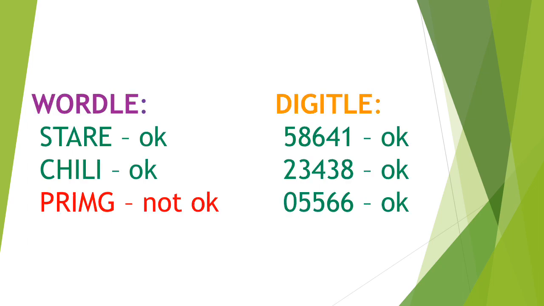Digital would be dull if students just had to guess a 5-digit number. In Wordle, all 5-letter guesses must create words. So stare is okay, chili is okay, but PRIMG is not okay because it is not an English word. In digital, 58641 is okay. 23438 with 2 3s is okay. 05566 with a leading 0 and 2 5s and 2 6s are okay.